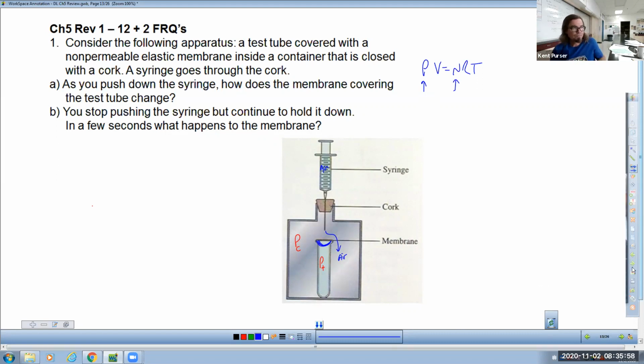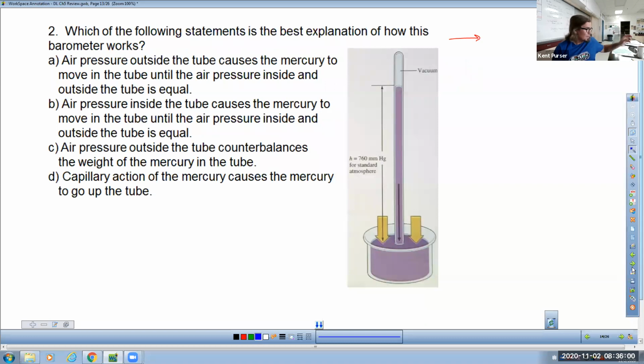Question number 2. I'll give you a moment to look at that one and see if you know how the barometer works. Now, let's treat this like an AP multiple choice question. Not only do you want to try to find the right answer, why don't you try to see if you can eliminate wrong answers? Because passing the AP test might not be just about getting the right answer. It might be about improving your odds by getting rid of wrong answers.